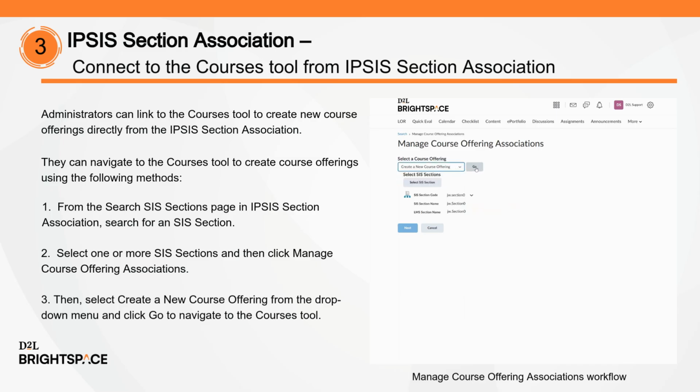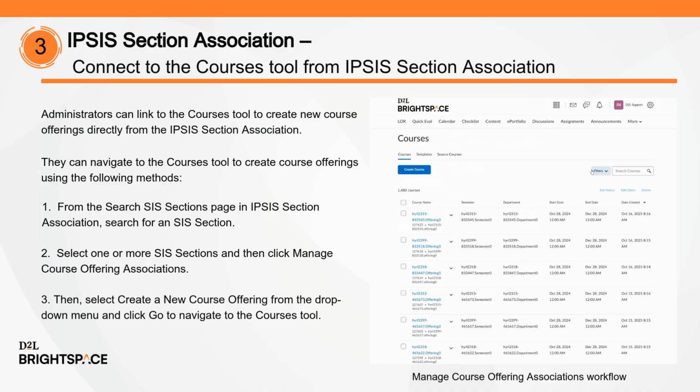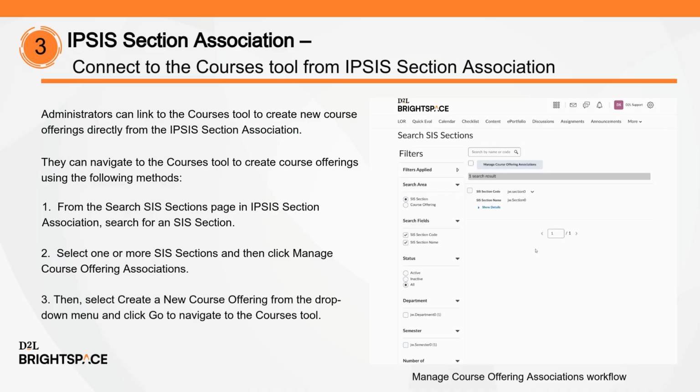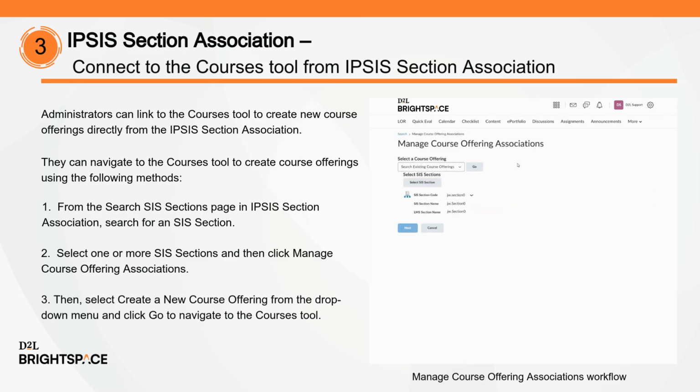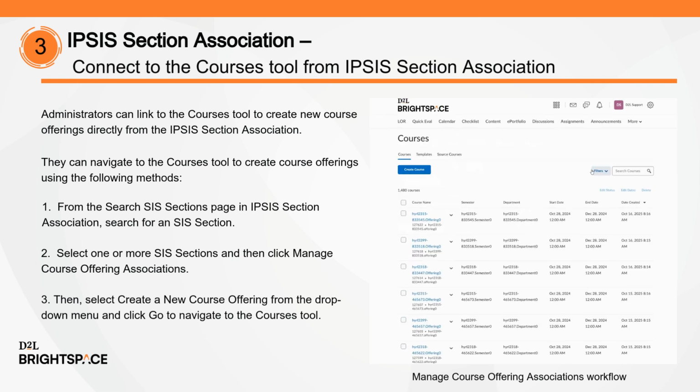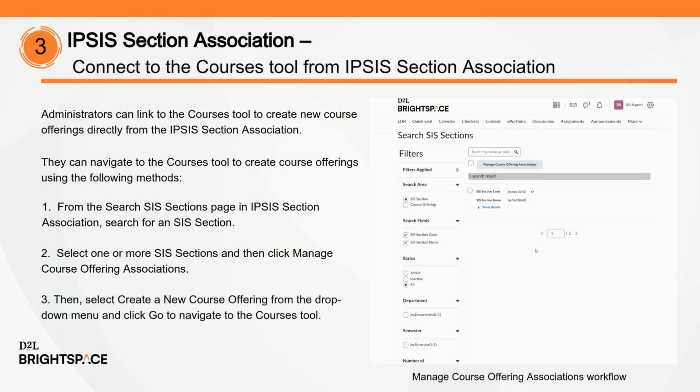Administrators can navigate to the Courses tool to create course offerings using the following methods. From the Search SIS Sections page in IPSIS Section Association, search for an SIS section. Select one or more SIS sections and then click Manage Course Offering Associations. Then, select Create a New Course Offering from the drop-down menu and click Go to navigate to the Courses tool.